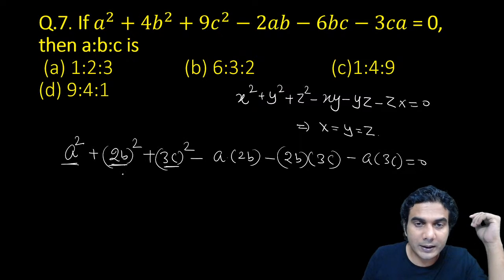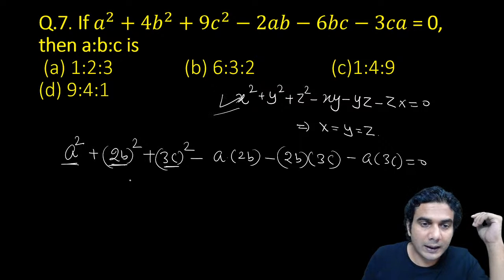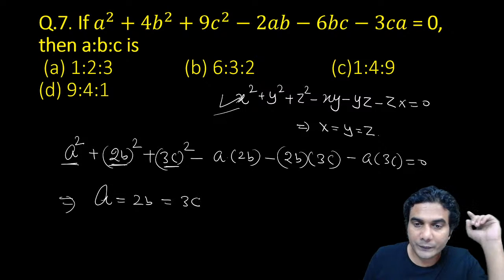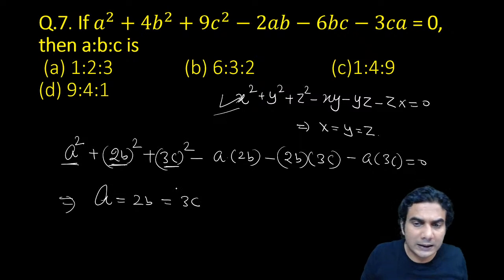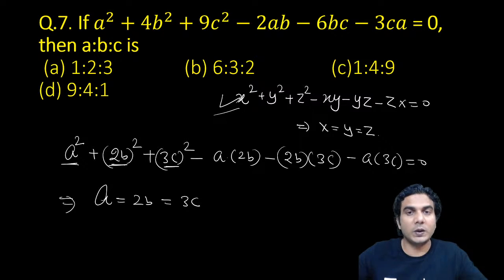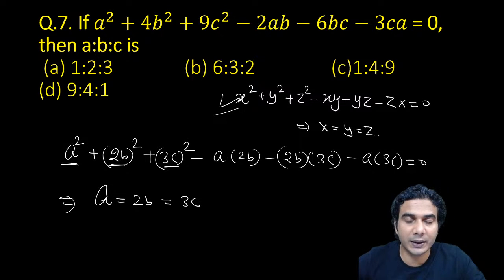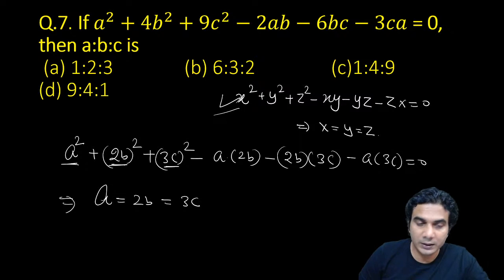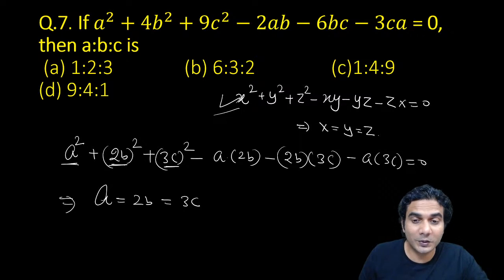You can compare it with this equation, and now you can write this implies that a is equal to 2b is equal to 3c. All right, the same equation which we did in the last session, also in the beginning of this session, right? A square plus b square plus c square minus ab minus bc minus ca is equal to 0 and a is equal to b is equal to c. So we are using that equation, and we have written a is equal to 2b is equal to 3c.